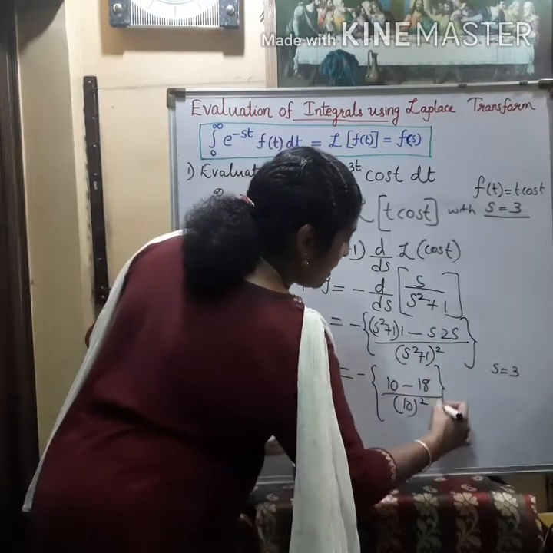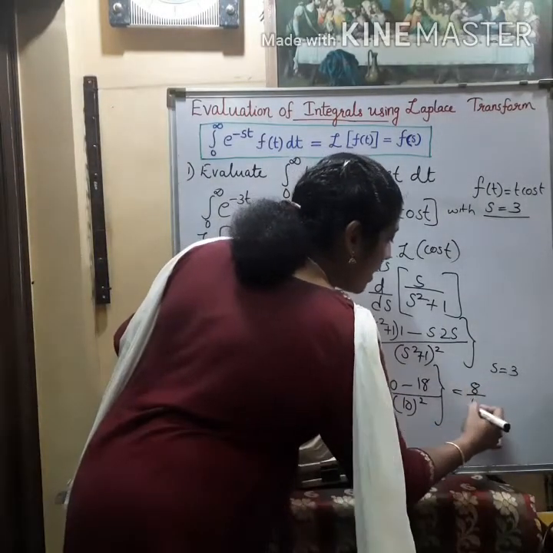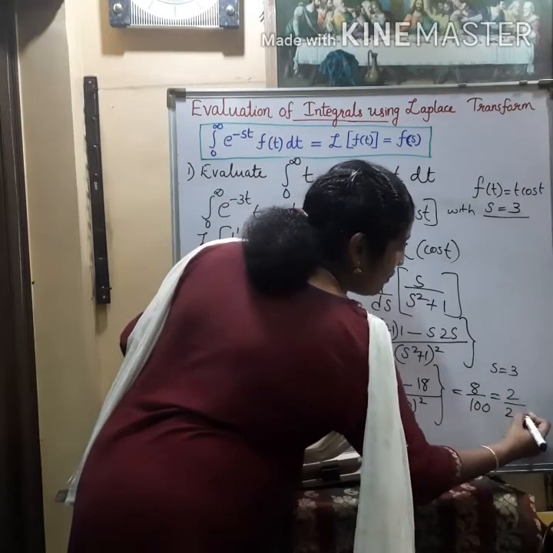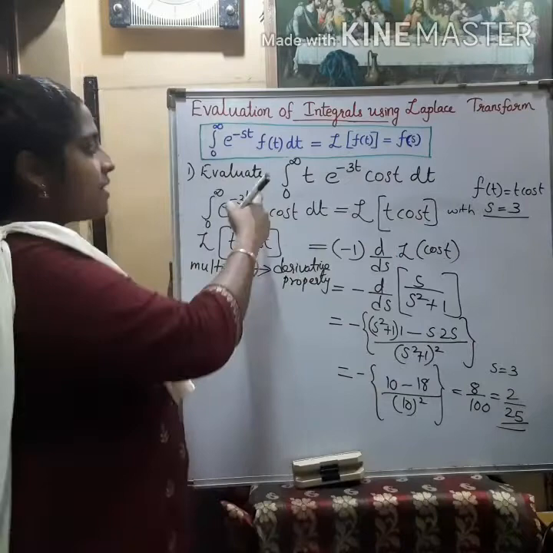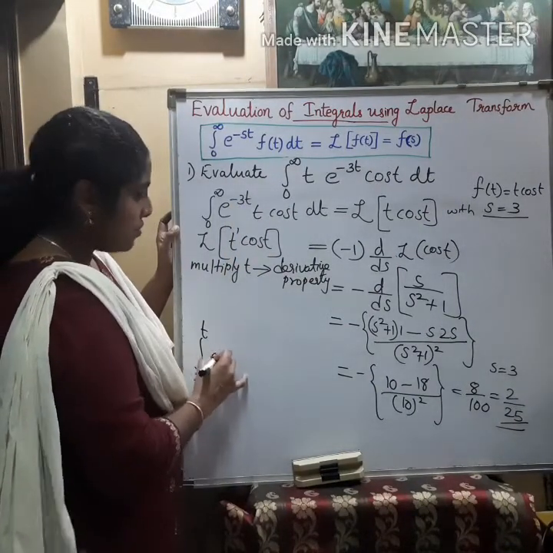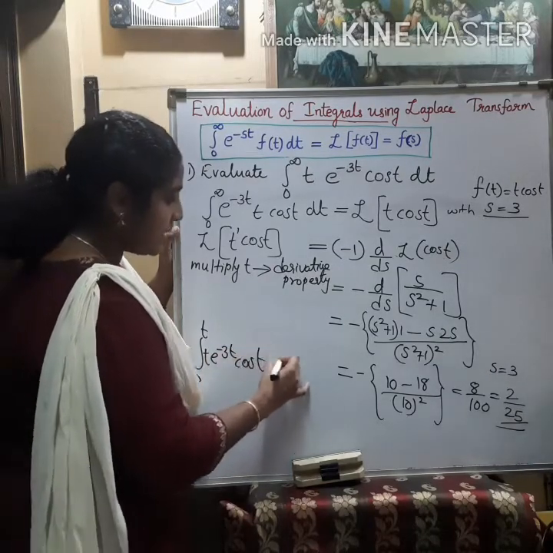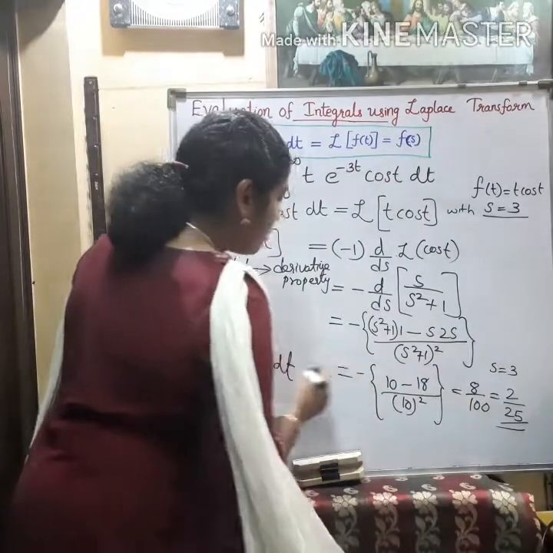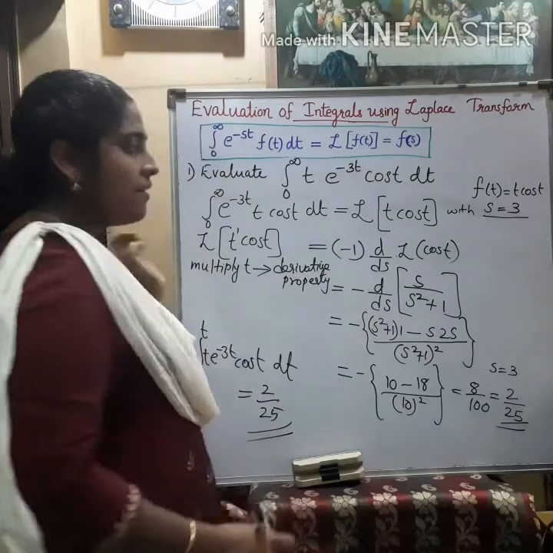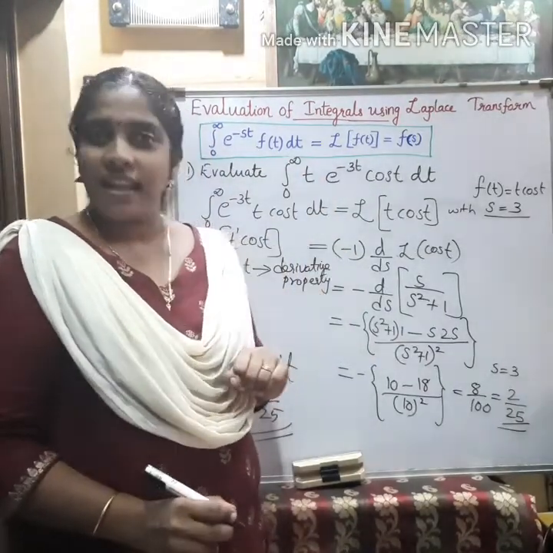square. So we are getting 10 minus 18, that is minus 8, minus minus plus, therefore 8 by 100, that is 2 divided by 25. Okay, so what is our answer? The integral 0 to t of e raised to minus 3t cos t dt, the answer will be 2 divided by 25. See this, we can easily find out the integral of this function using this Laplace transform.